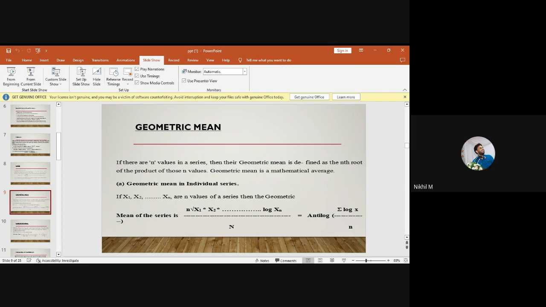In discrete and continuous series, it is calculated as the antilog of sigma f log x divided by n. The frequency f is added, compared with the individual series.